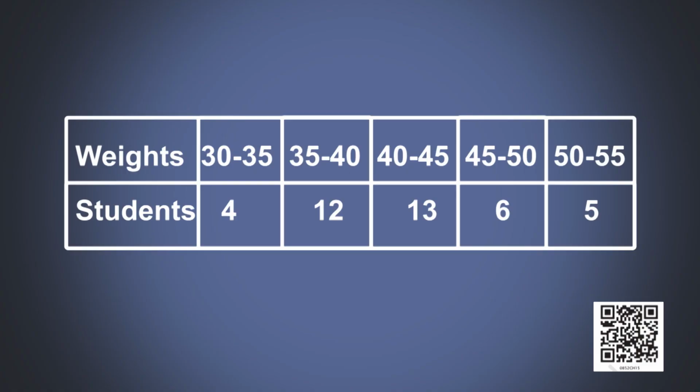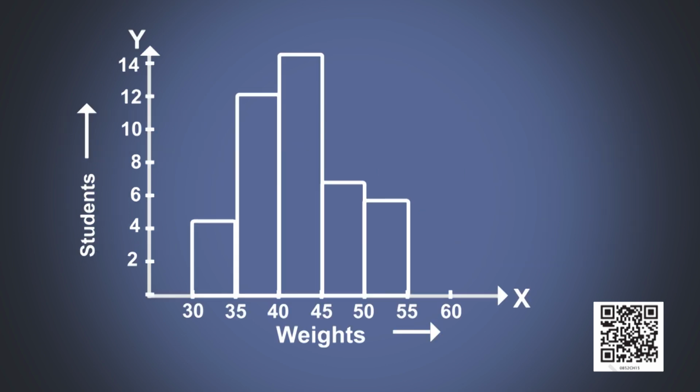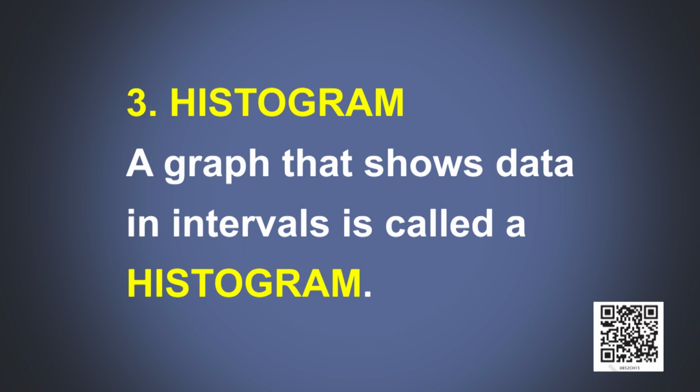Now look at this graph. Students of 8th standard are divided according to their weights. Here there is no whole, but it has bars over the intervals. There are no gaps between the bars as there are no gaps between the intervals. So a graph that shows data in intervals is called a histogram. What is a histogram? A graph that shows data in intervals. These are the graphs which you have already learnt in your previous year.